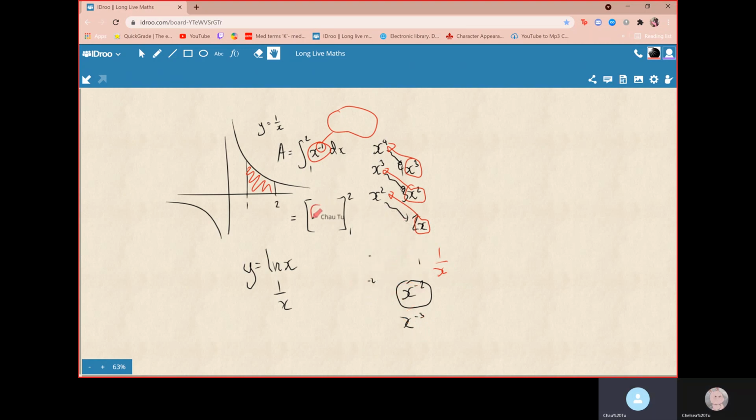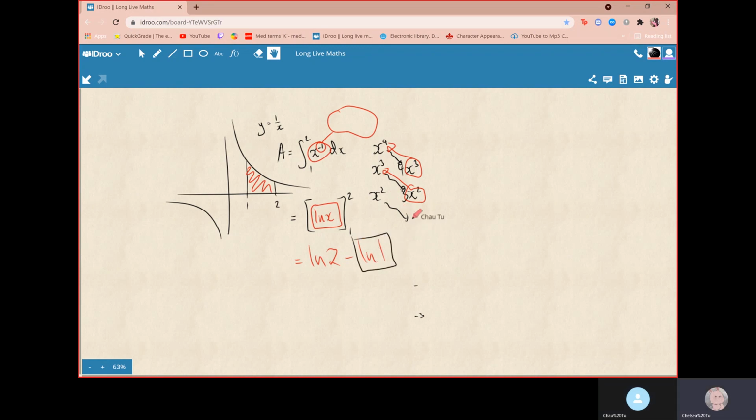so what do I put in here, Chelsea? ln x. ln x, yeah, natural log of x. So what's the area, Chelsea? ln 2, yeah, minus ln 1. ln 2 minus ln 1. Do you know what ln 1 is? What's this block here?